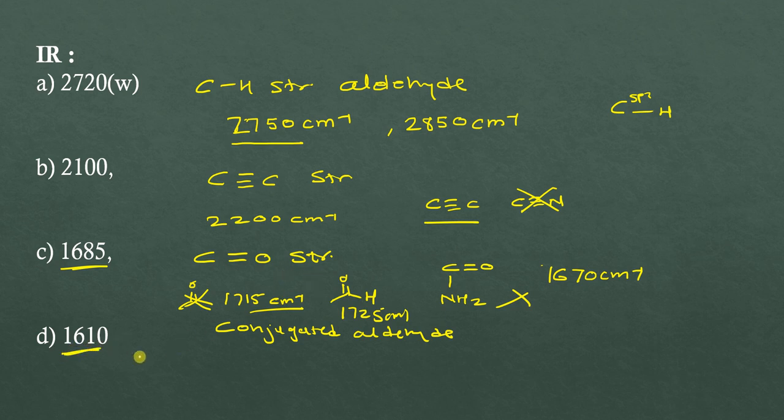Then we have 1610 also. This is for C=C stretching of alkene.